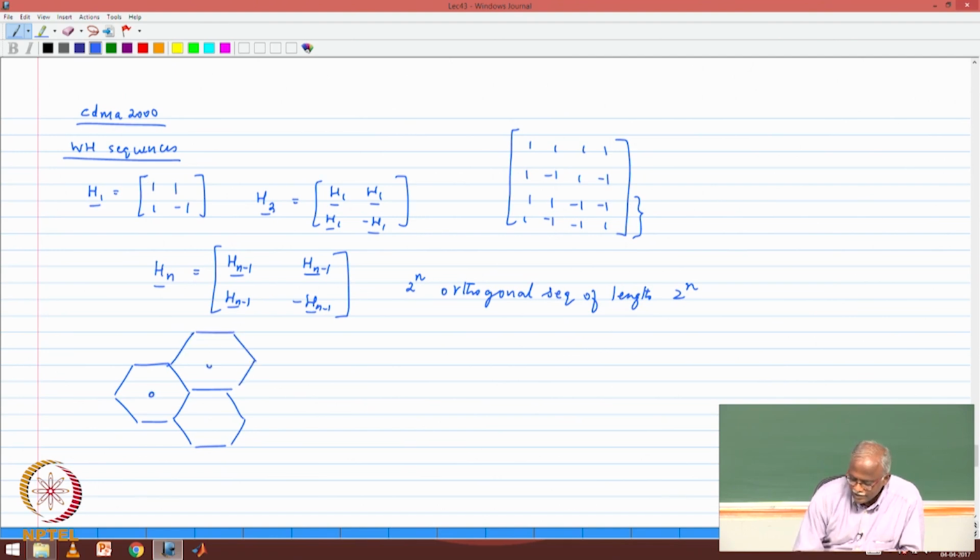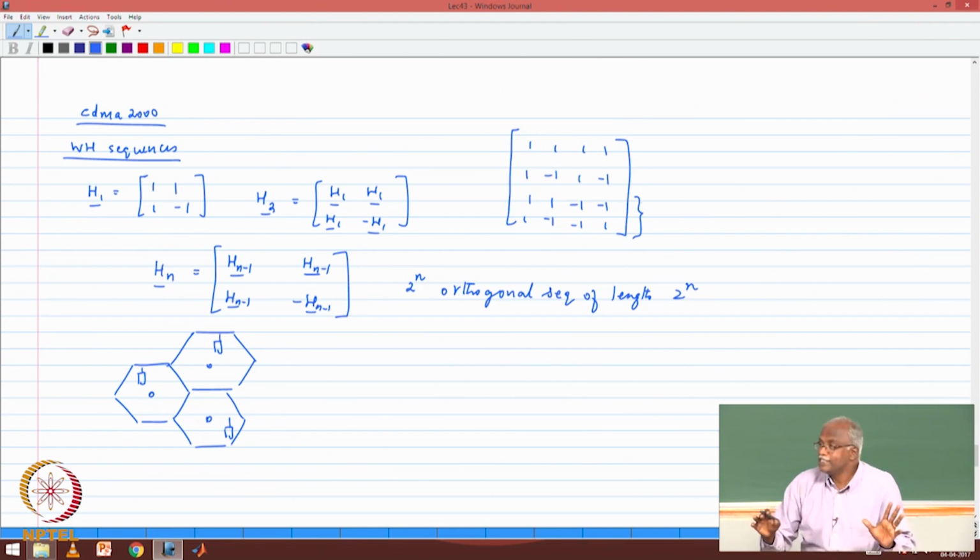Base stations at the center, let us just look at this. Now all these base stations are using the same frequency. Users in each of these cells must be able to estimate the channel, and it should not depend on which cell I am in, because the method of channel estimation must be the same.